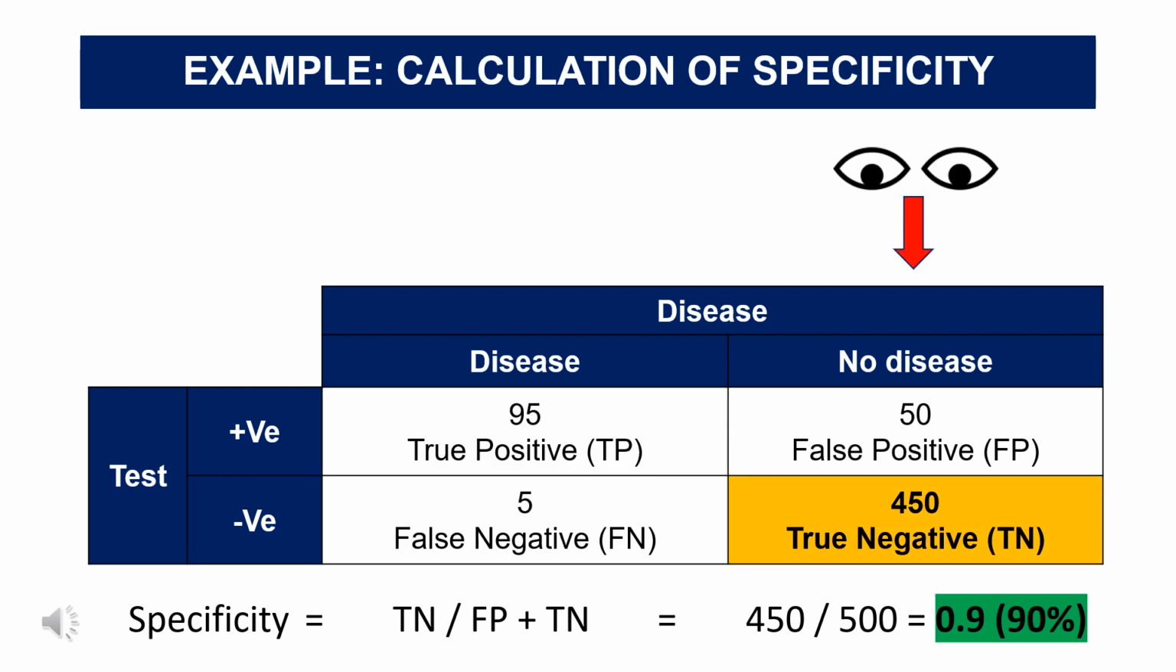Now, let's do the test on the 500 people without the disease. But let's assume that the test was negative in only 450 people, so these are true negatives. This would then mean that in 50 people without the disease, the test was positive. These are false positives. So in this example, the specificity of the test is 0.9 or 90%.